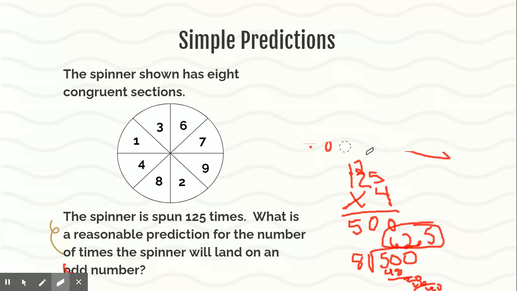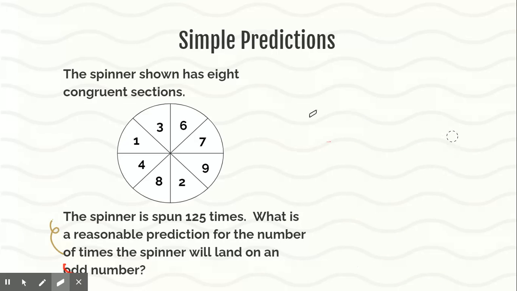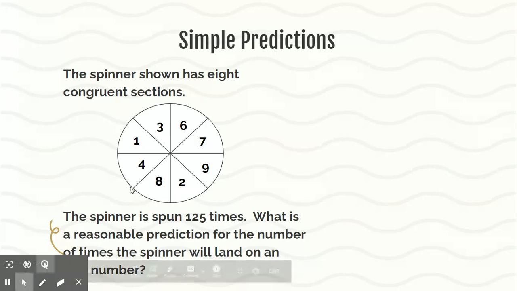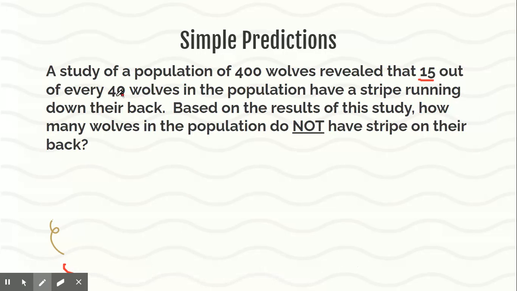Okay, so let's do another one. Let me erase this. A study of a population of 400 wolves revealed that 15 out of every 40 wolves in the population have a stripe running. So 15 out of every 40. So if you see that out of every 40, that's my first one. 15 out of 40, right?